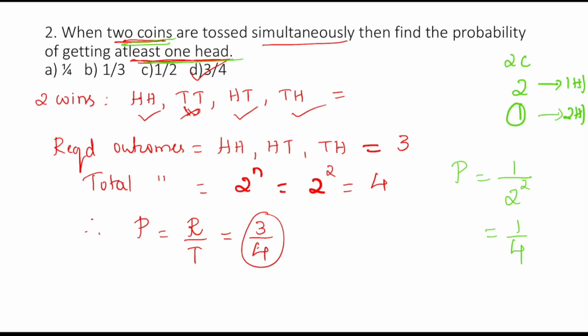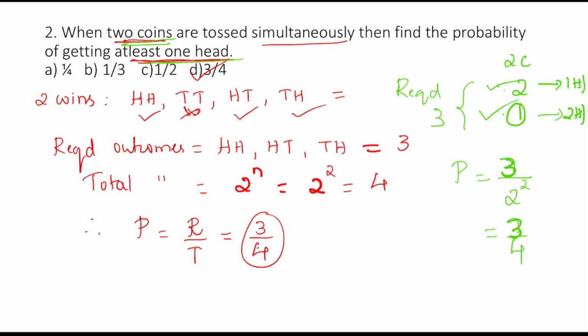Sorry, at least 1 head. Okay, so 1 head is also fine for us, 2 heads is also fine. So 2 plus 1, how many required outcomes can we get? We can get 2 plus 1, 3. Sorry, I made a mistake. So 1 head is also fine, 2 heads also is fine, because they are saying at least 1 head. So 3 required outcomes we can get.